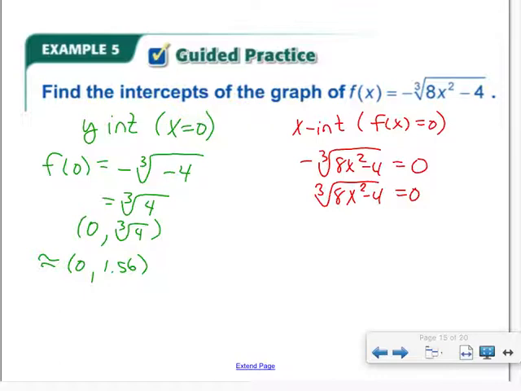Next, we really need to get rid of that cube, or that cubed root, I'm sorry. And we do that by using the reciprocal power, or a third power will get rid of that cubed root, just like a square will get rid of a square root. A fifth power will get rid of a fifth root. And so then the radical and the power cancel out on the left side, leaving us 8x squared minus 4 equals 0.